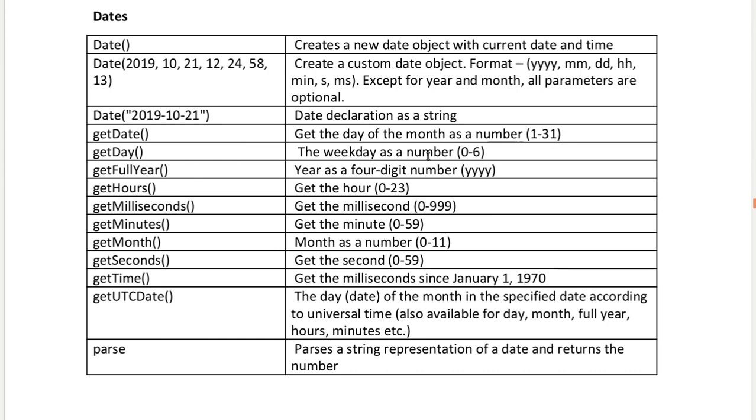getDate: get the date of the month as a number, 1 to 31. getDay: the weekday as a number, 0 to 6. getFullYear: get the year as a 4-digit number, YYYY. getHours: 0 to 23. getMilliseconds: 0 to 999. getMinutes: 0 to 59. getMonth: get the month as a number, 0 to 11. getSeconds: 0 to 59. getTime: get the milliseconds since January 1, 1970. getUTCDate: the date of the month in the specified date according to universal time, also available for day, month, full year, hours, minutes, etc.